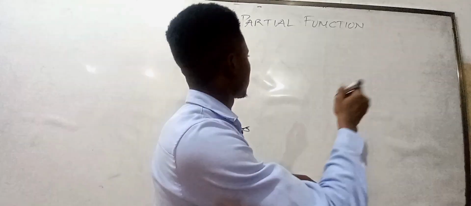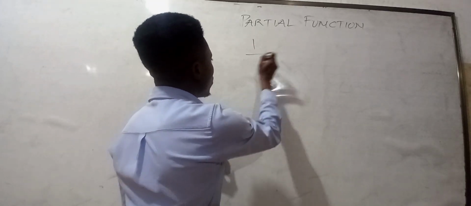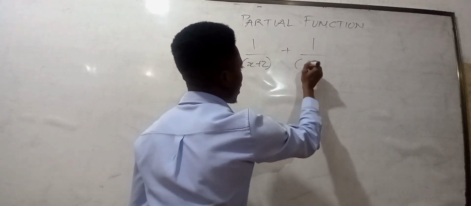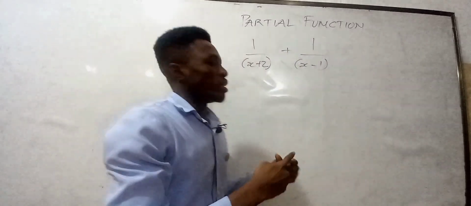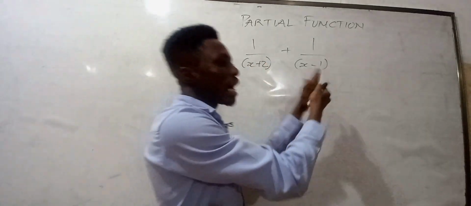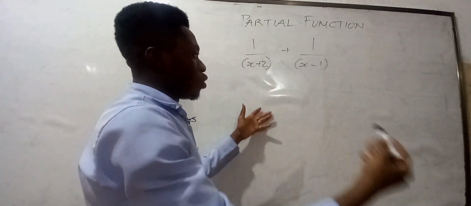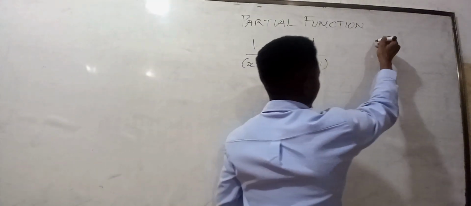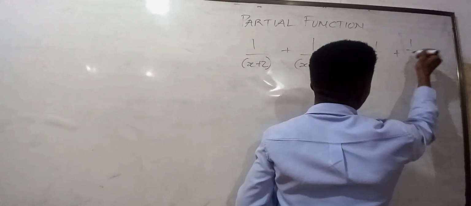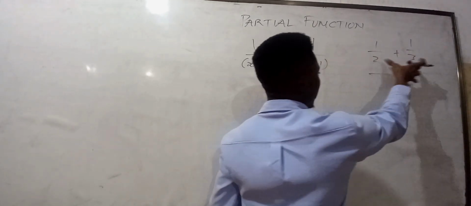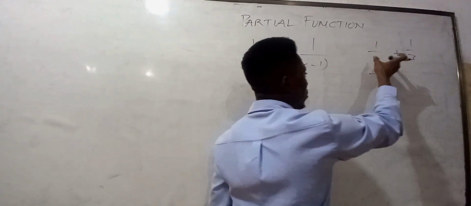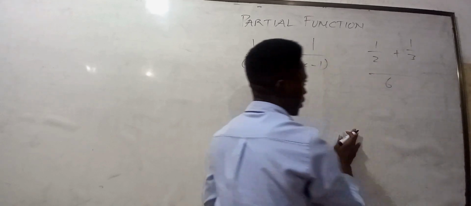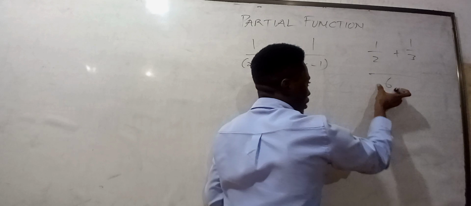For instance, when you have 1 over x plus 2 plus 1 over x minus 1, this is two fractions adding up. We know from basic algebra that it looks like 1 over 2 plus 1 over 3. So what you do is find the LCM, which is the product of these two numbers. You multiply this by this, you get 6. So the LCM will be written here.